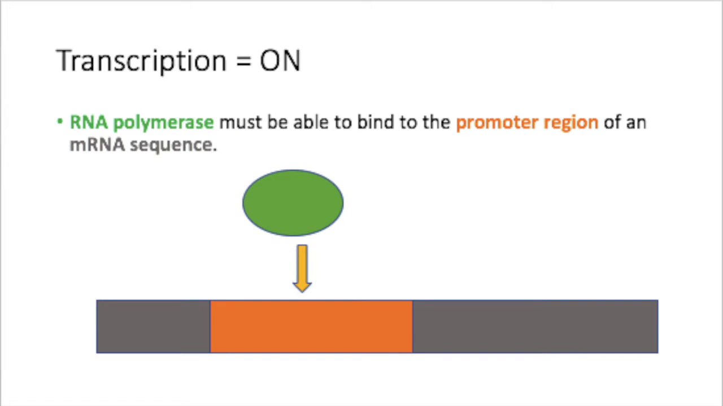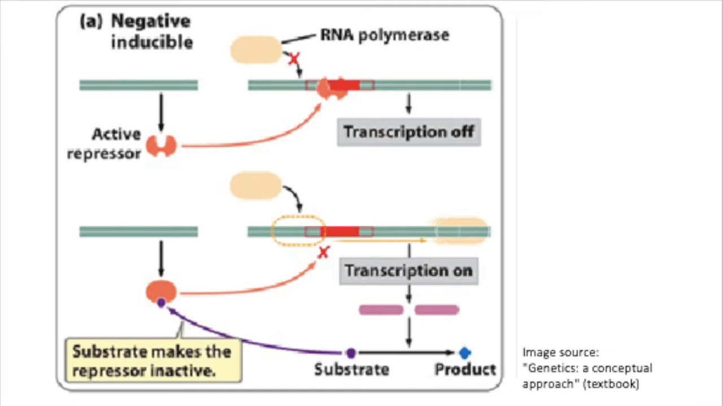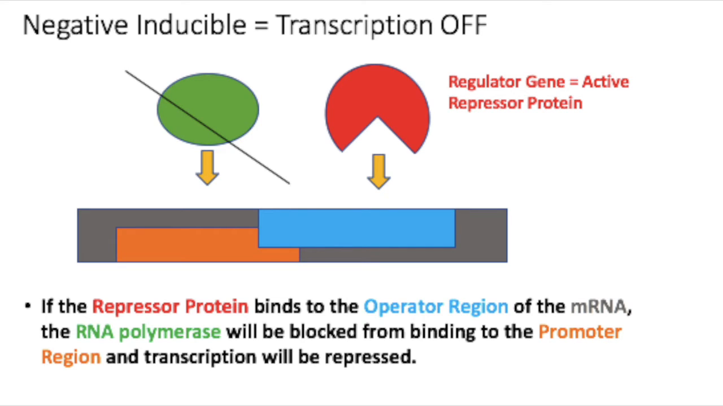For transcription to occur, RNA polymerase must be able to bind to the promoter region of an mRNA sequence. This image illustrates how the negative inducible system regulates prokaryotic transcription.